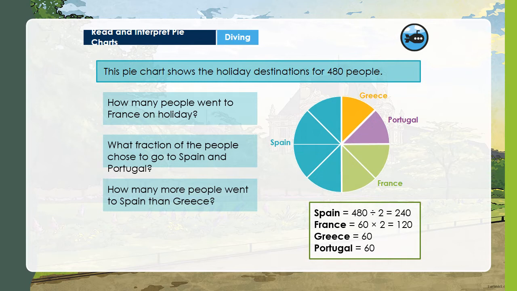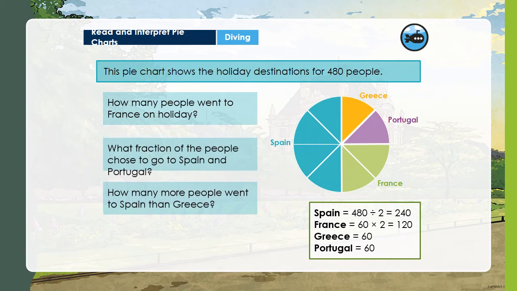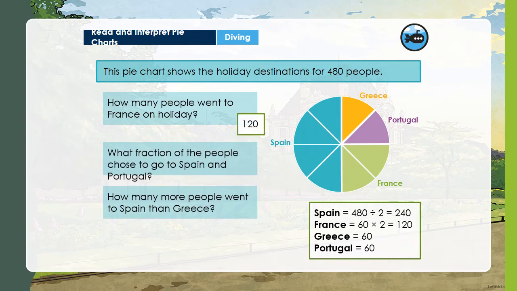If we do the same for Portugal, we can see that Portugal is just one segment out of our 8, so that makes it 60. Greece, again, is one segment, so that's also 60. And Spain is half of our 480, so half of 480 gives us 240. So our answer to question 1 is 120.